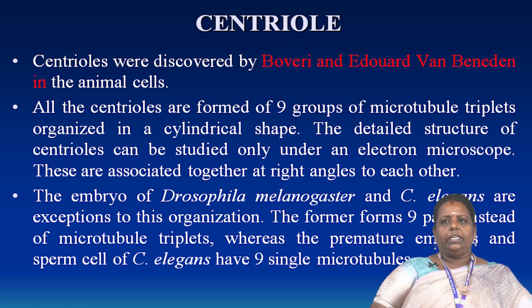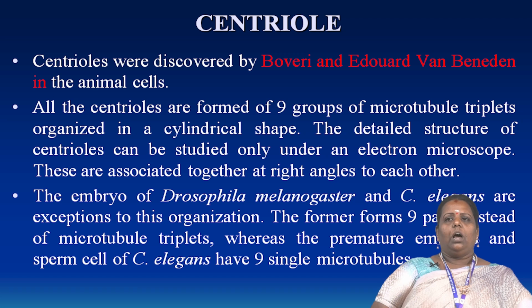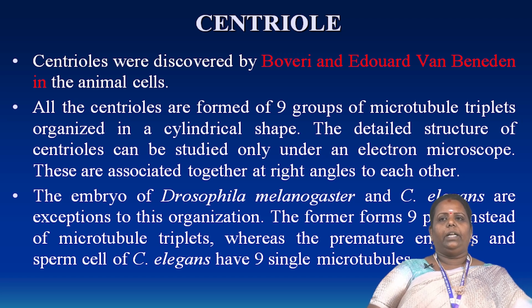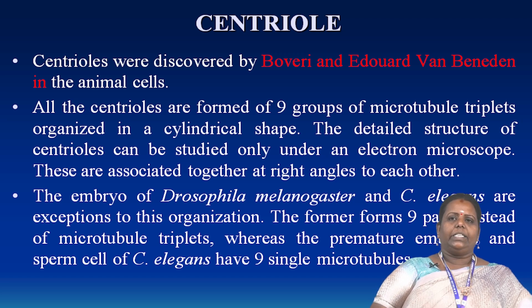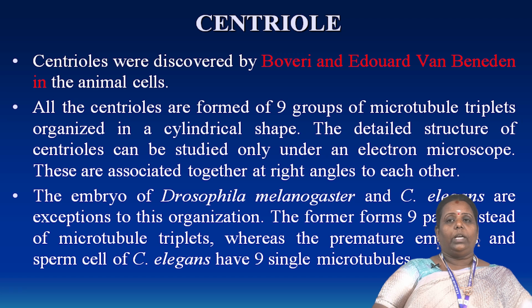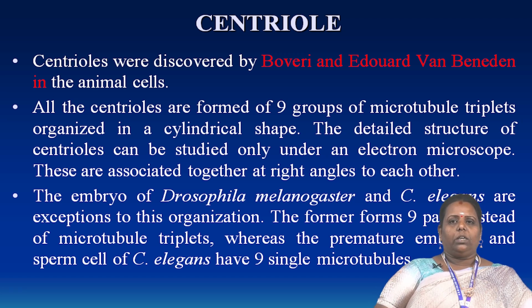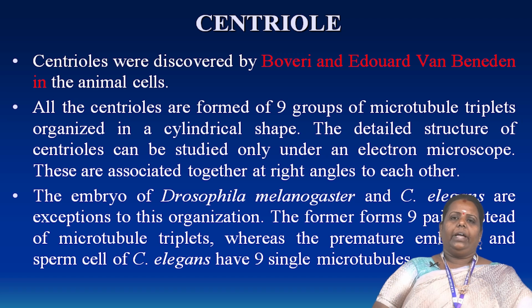Who discovered the centriole? Boveri and Edouard Van Beneden. They identified the centriole in animal cells. After that, they had to know what functions occur in the centriole. All centrioles are formed of nine groups of microtubule triplets. It organizes the cylindrical shape. The detailed structure of centrioles can be studied only through the electron microscope. We cannot see it with a normal microscope. They are associated together at right angles to each other.